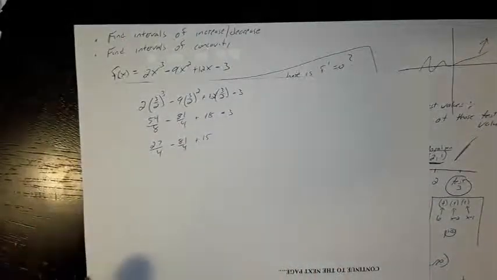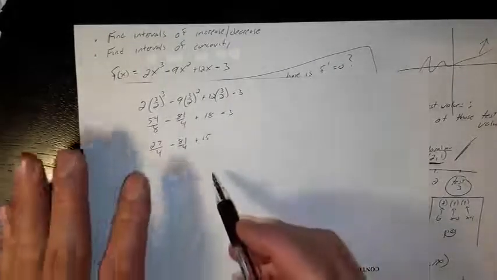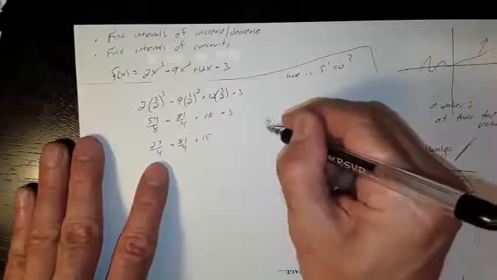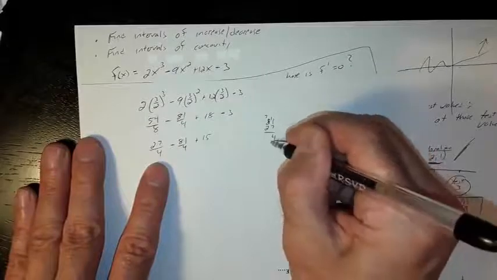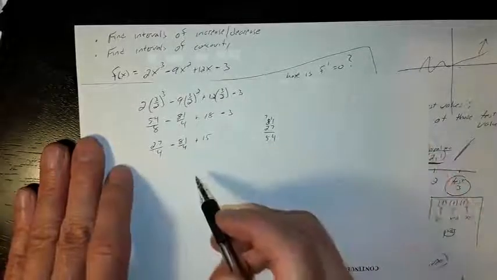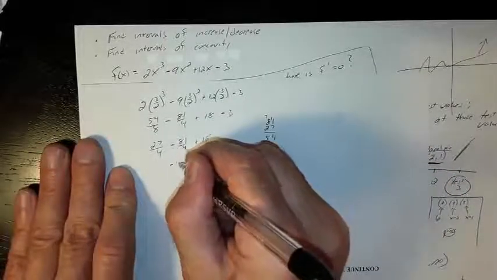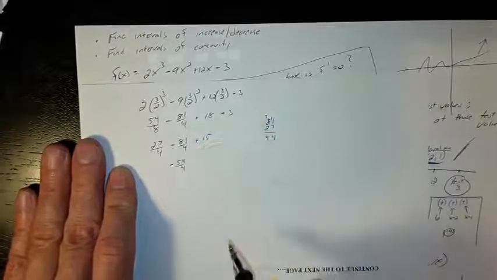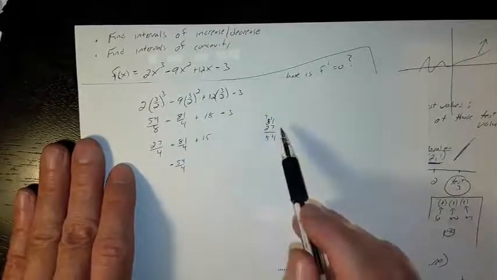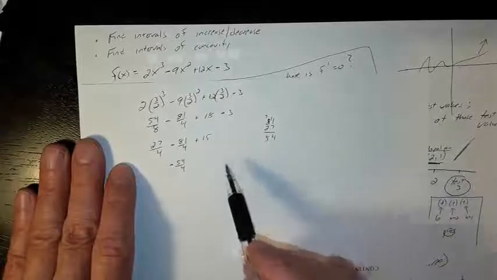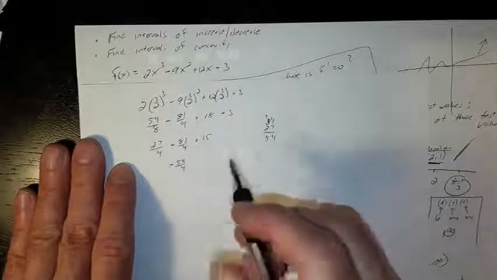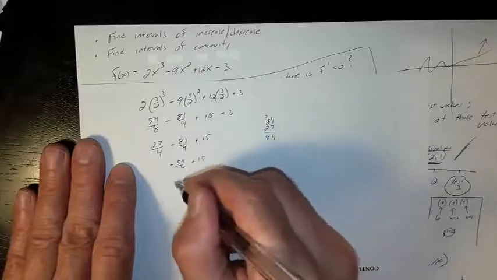See, these are the little bits of arithmetic that people goof up and get these things wrong. It's a real shame because you kind of knew what you were doing, but you got sloppy on your arithmetic. 81 minus 27: 11 minus 7 is 4, 7 minus 2 is 5. This is negative 54/4 plus 15.